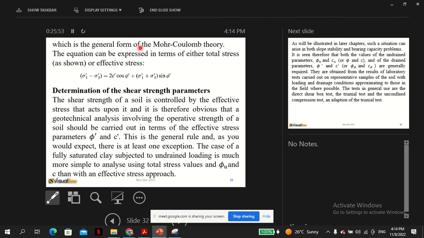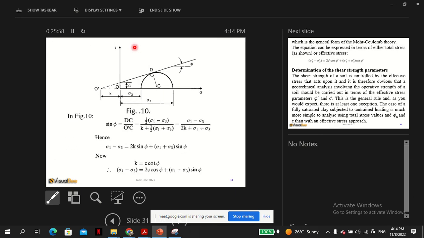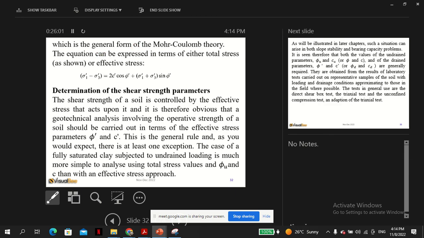So this is the general form of the Mohr-Coulomb theory. The equation can be expressed in terms of either total stress or effective stress. I think we have seen the two. But there is general agreement on effective stress, because soil strength is governed more by effective stress. However, because of the issues of drainage, I've also explained why we talk about phi u and cu.